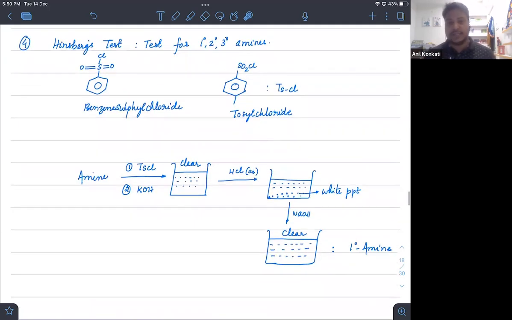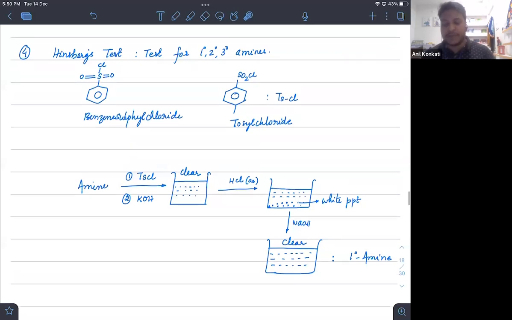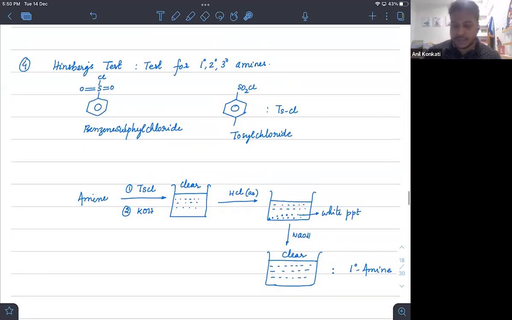The next test is the Hinsberg test. See, the Hinsberg test is a test for 1 degree, 2 degree, and 3 degree amines. For that, we can take two things. Either we can take benzene sulfonyl chloride, or you can take tosyl chloride. Tosyl is nothing but toluene sulfonyl chloride, right? So this is toluene plus sulfonyl chloride, or here it is benzene sulfonyl chloride. Both will work the same.